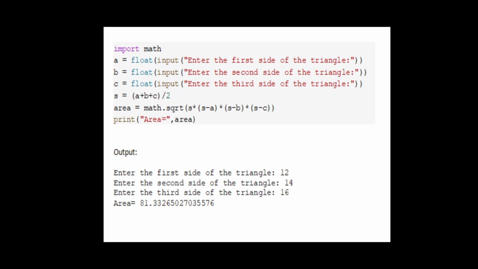Now, if we solve using the sqrt function, in that case we import math, that is import math, then a equals float input, "Enter the first side of the triangle:", that should be under double quote. b equals float input, "Enter the second side of the triangle:", under double quote. c equals float input, "Enter the third side of the triangle:", under double quote. Then s equals (a plus b plus c) by 2, and area equals math dot sqrt of s into (s minus a) into (s minus b) into (s minus c), and then print area equals area.